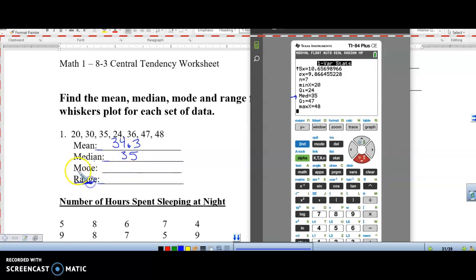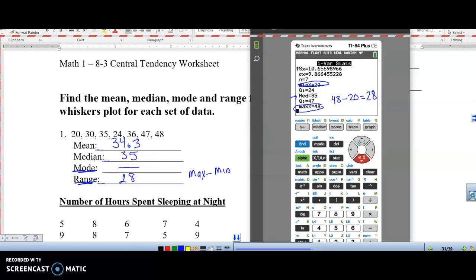Your range. Let's talk about mode and range. Mode is the number that occurs most frequently. Now, all of these numbers are different, so we do not have a mode. Okay? The range, you take the maximum and you subtract the minimum. Okay? Maximum minus minimum. So my maximum was 48, and I'm going to subtract the minimum, which was 20. So my range is 28.